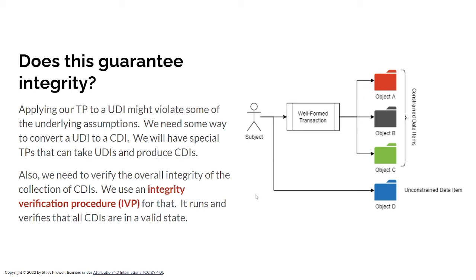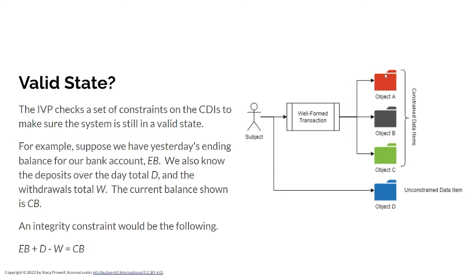Also, we have to have a way to verify the overall integrity of the collection of the constrained data items. And we use an integrity verification procedure to do that. So it will run and it will verify that all of our constrained data items are in a consistent and valid state. What's a valid state? Right? We keep adding new words and we have to chase the definition of those words. The integrity verification procedure checks our constraints on the CDIs to make sure they're valid.